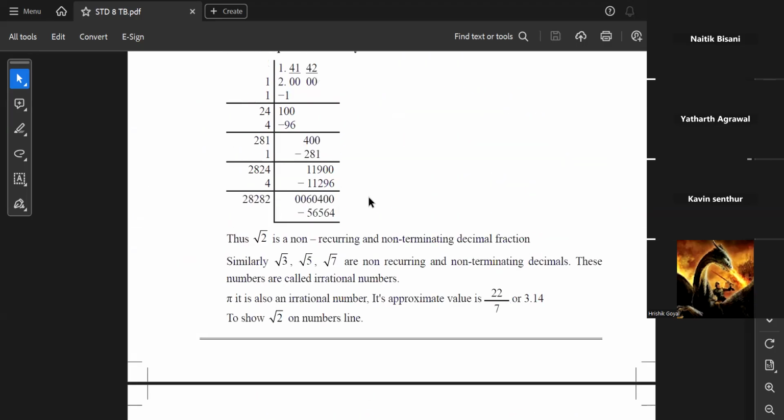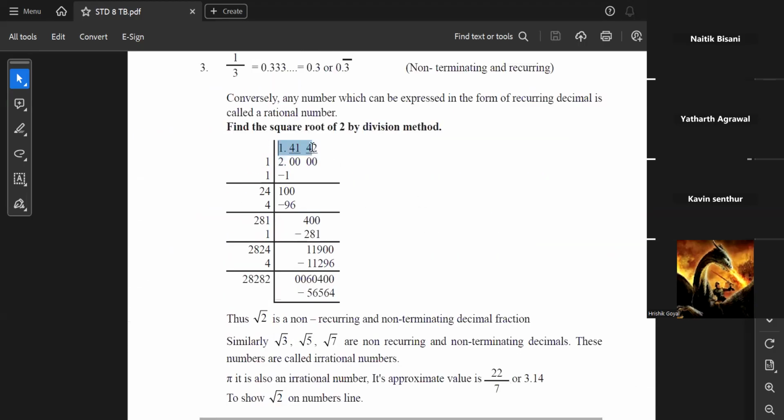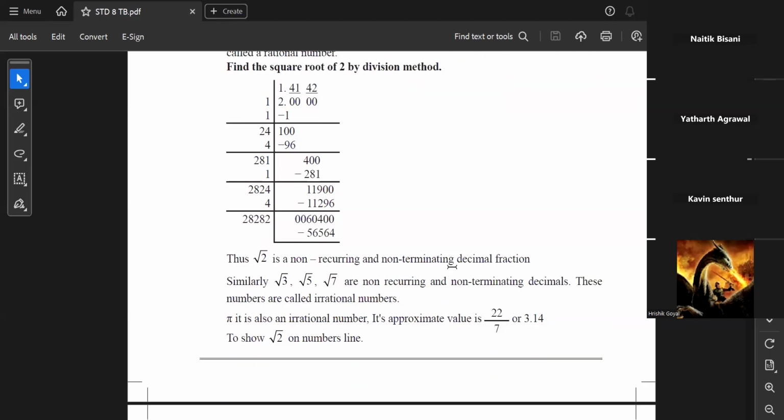Irrational numbers are also recurring, for example, this number 1.41. Oh, recurring. Oh, my bad. Recurring, I told, right? So that is wrong.